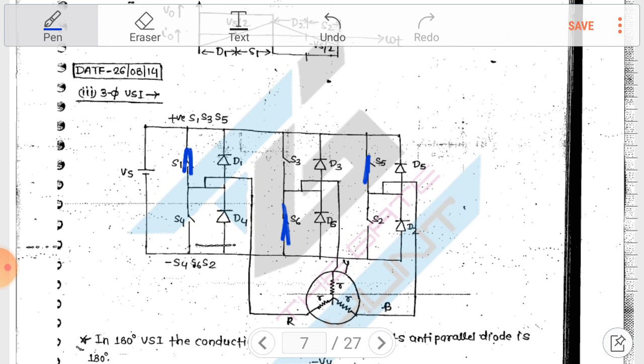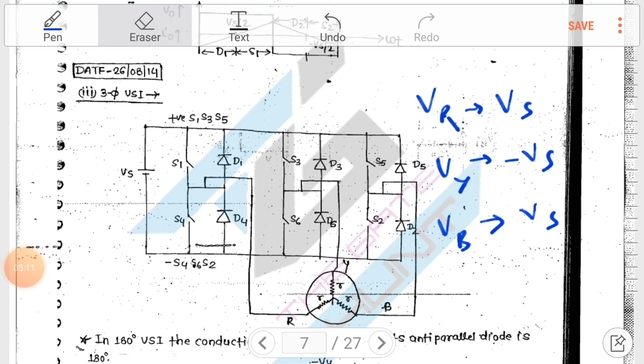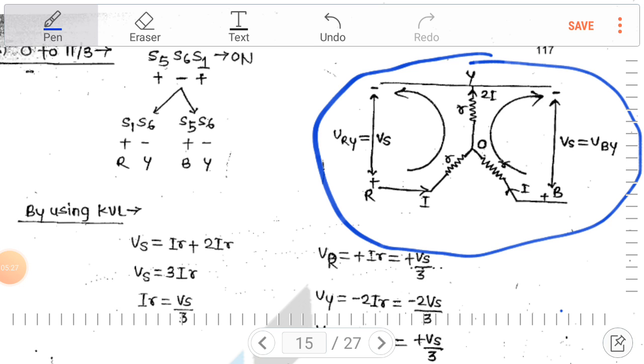From the negative group only S6 is connected, and from the positive group S1 and S5 are connected. So what is the status of R, Y and B phases at this instant? VR is equal to Vs, Vy equal to minus Vs and Vb equal to Vs, as we can generalize by this circuit diagram. At the load side, the condition will be like this.